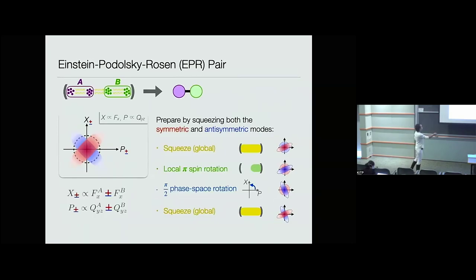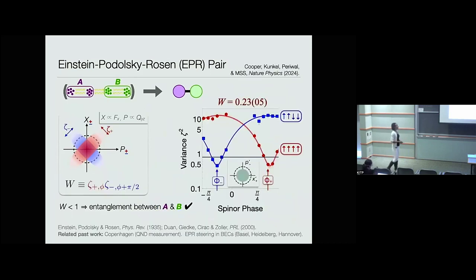We do our global squeezing operation, then a local pi rotation on the B subsystem. We can also then do a phase space rotation. The local rotation maps the squeezing from the symmetric onto the anti-symmetric mode. The phase space rotation allows us to pick out which is the squeezed quadrature. And then finally, we do one more squeezing operation so that we've now also squeezed the symmetric mode. And so we have the symmetric and the anti-symmetric mode squeezed 90 degrees out of phase. And that was precisely our prescription for making this EPR entangled state.